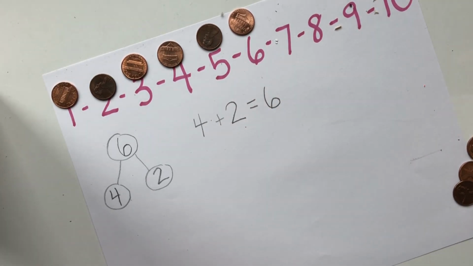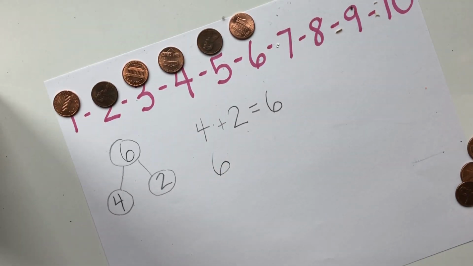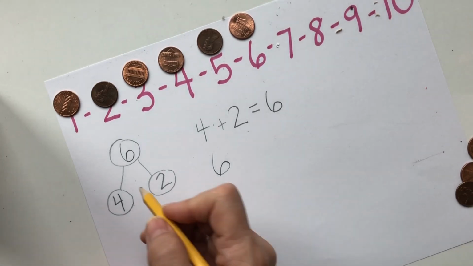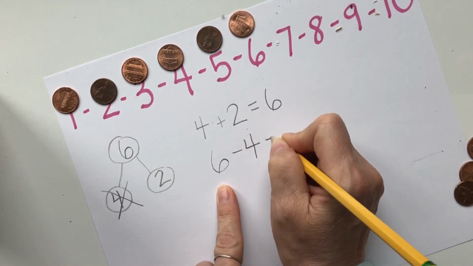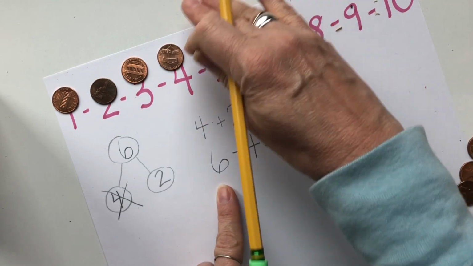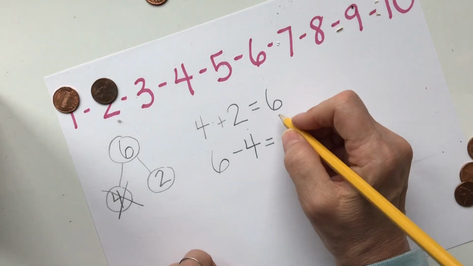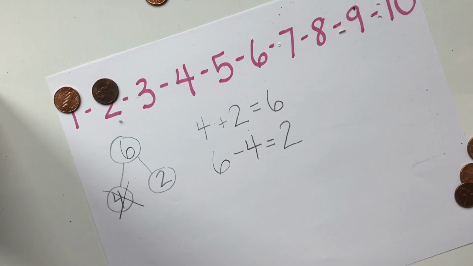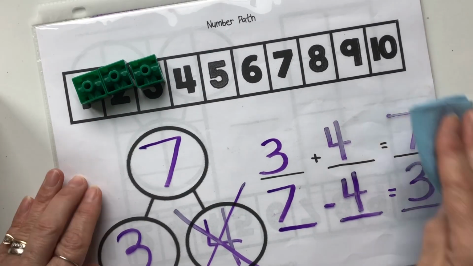Now let's do a subtraction problem. So we have 6 pennies in all. Let's take away 4 pennies. 6 minus 4 equals. Well, let's take 4 pennies off. How many pennies do we have left, or counters do we have left? 2. Very good. Now I'm going to go back to my other board, and let's do another one, okay?